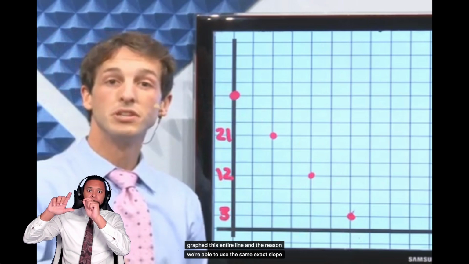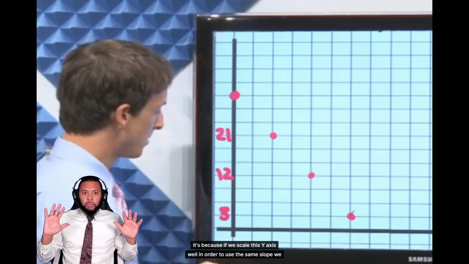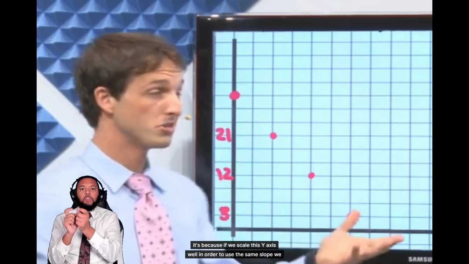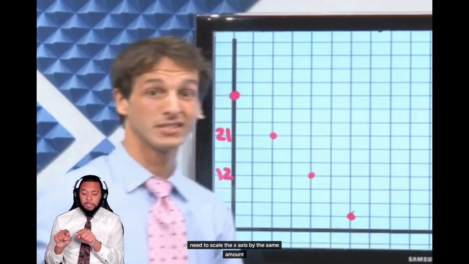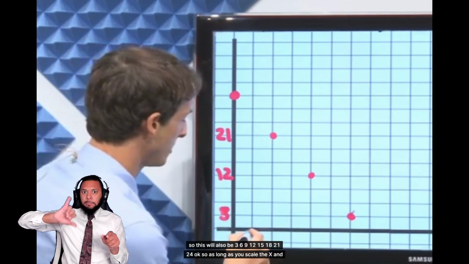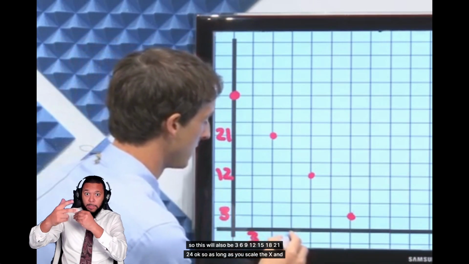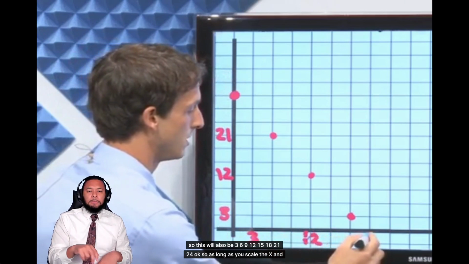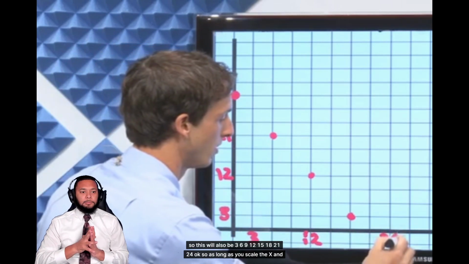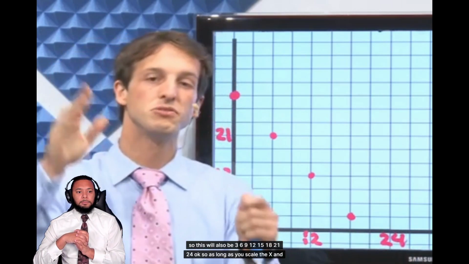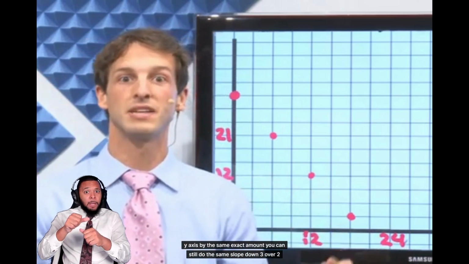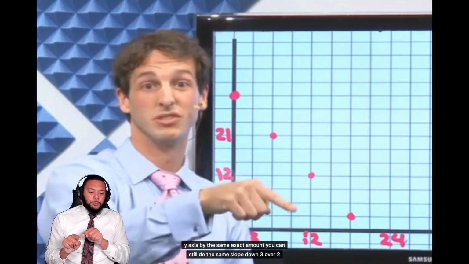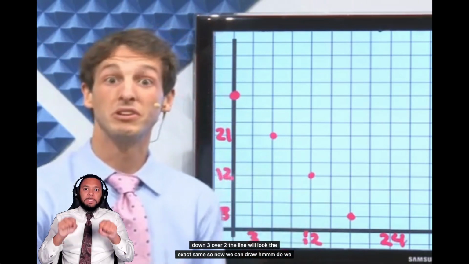And the reason we're able to use the same exact slope is because if we scale this y-axis, in order to use the same slope, we need to scale the x-axis by the same amount. So this will also be 3, 6, 9, 12, 15, 18, 21, 24. Okay. So as long as you scale the x and y axis by the same exact amount, you can still use the same slope, down 3 over 2. The line will look the exact same.